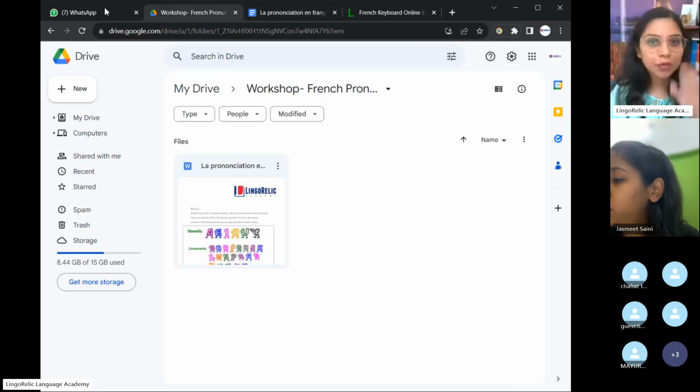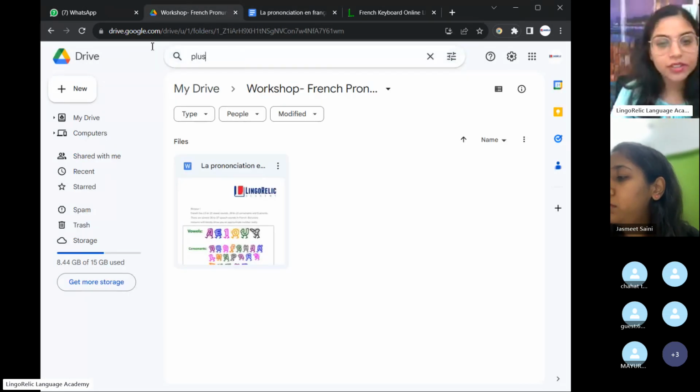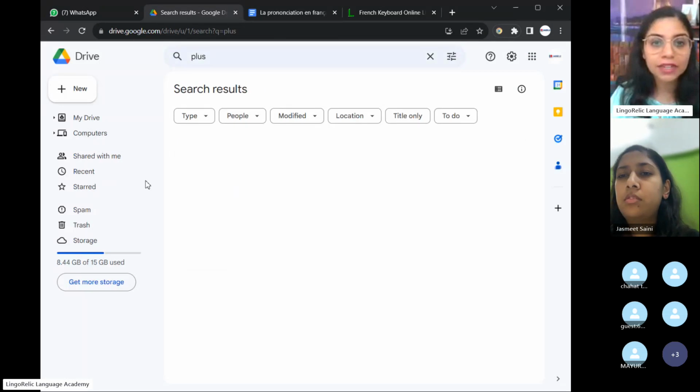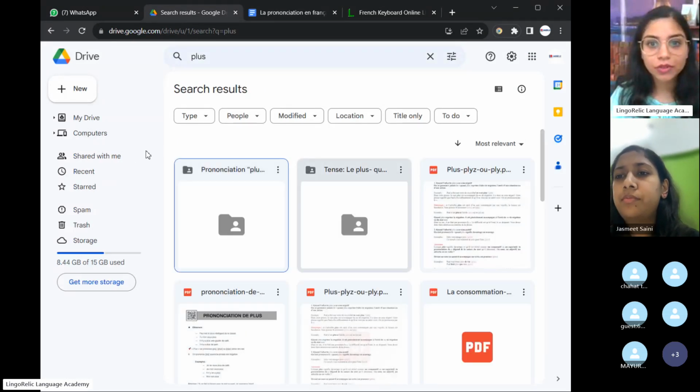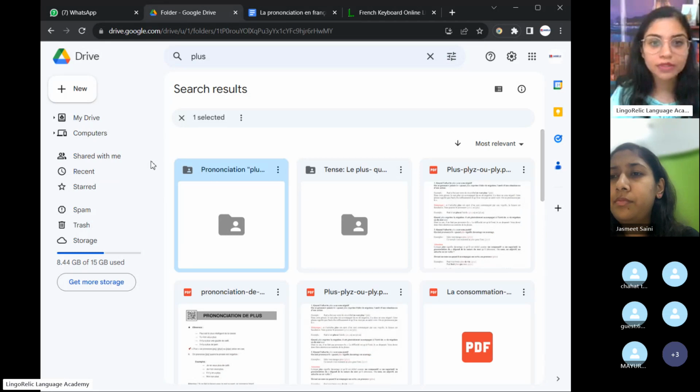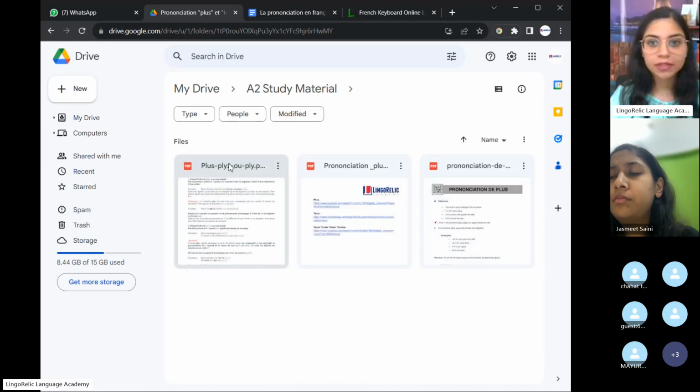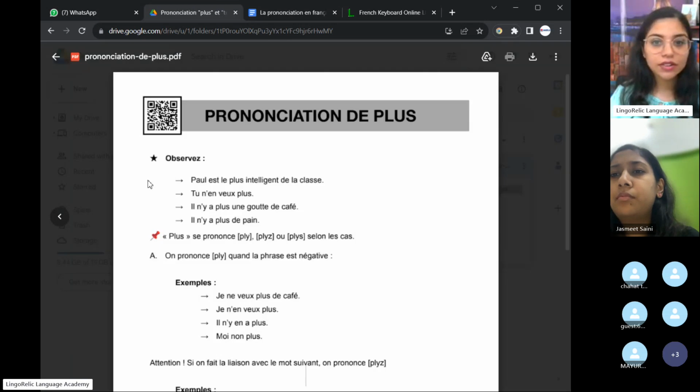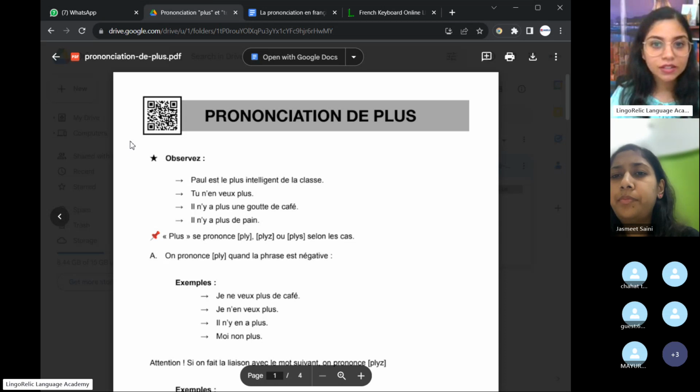For this, I'll just directly open the document I have already made, so that I don't have to waste time typing. So the pronunciation of plu, plus, and plus. Let me show you some examples here. Alors, c'est le document. I'll also add all of these there. Okay. So you have these sentences here.